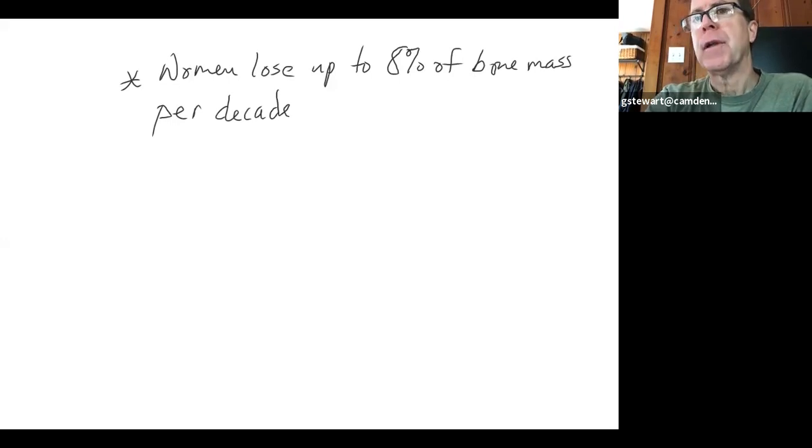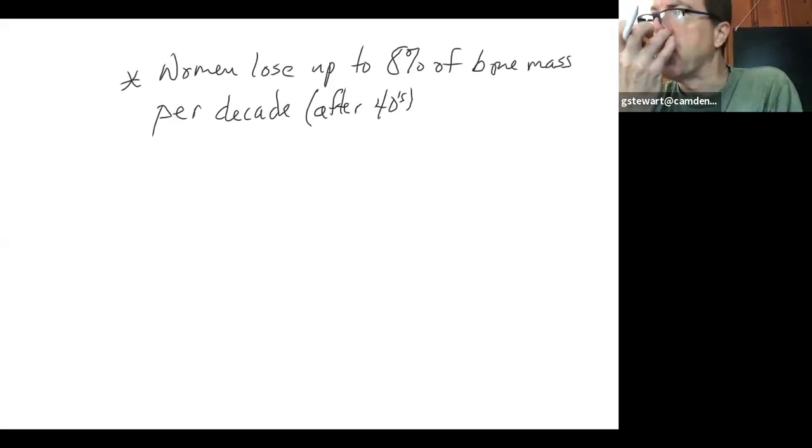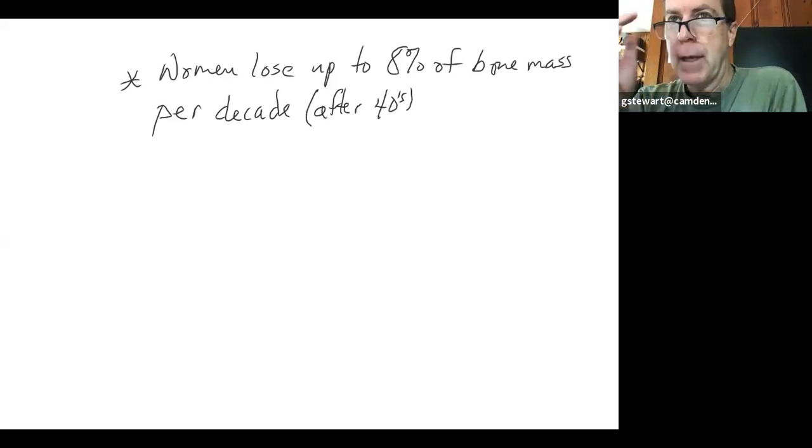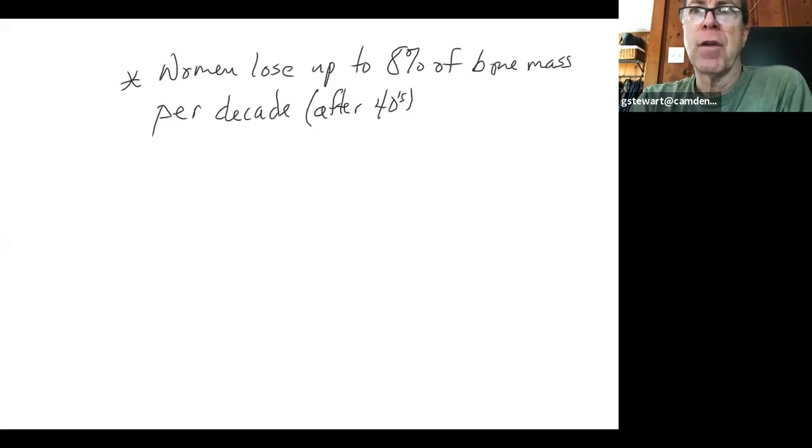So I'm just going to put after their 40s. It's different for each woman, but typically they go through menopause from the late 40s through their late 50s, anywhere in that time period. So upon the onset of menopause, and especially after menopause, women are at risk of losing up to 8% of their bone mass per decade. That's a lot. You think, geez, in three decades, they could lose 24% of their bone mass.